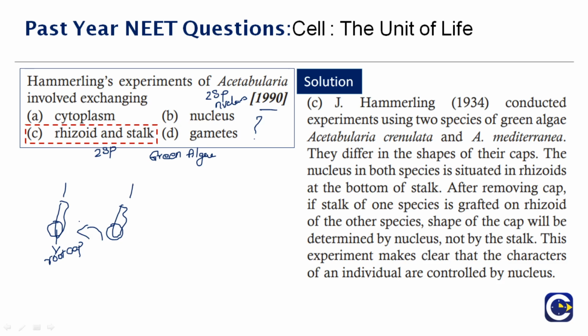So what is understood here is that the nucleus determines the character of the plant, or directs the character of this algae. Therefore, the correct answer is rhizoid and stalk. What did he exchange to carry out the experiment? It is rhizoid and stalk. The correct answer is option C.